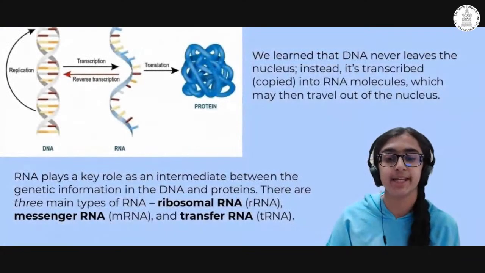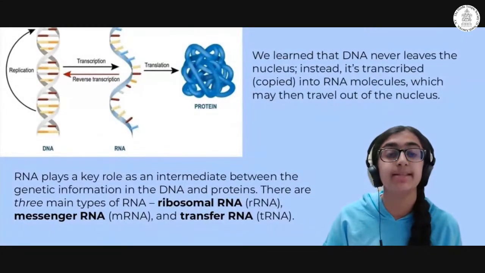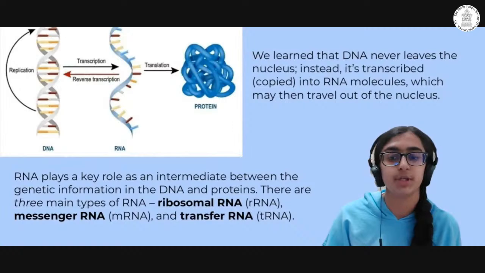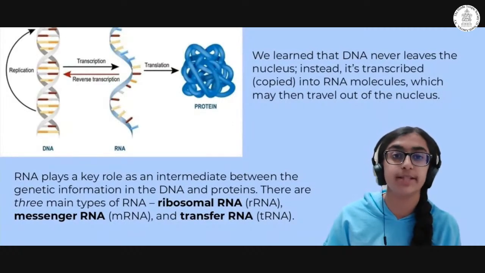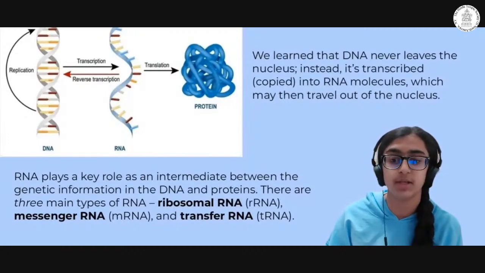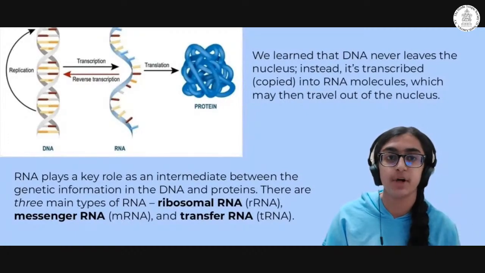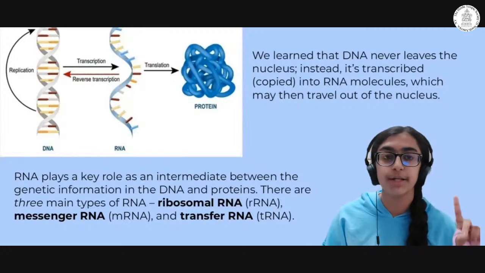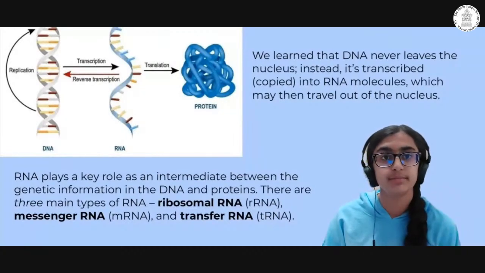We learned that DNA never leaves the nucleus. Instead, it's transcribed or copied into RNA molecules, which then may travel out of the nucleus. RNA plays a key role as an intermediate between the genetic information in the DNA and proteins. There are 3 types of RNA: ribosomal RNA, messenger RNA, and transfer RNA.